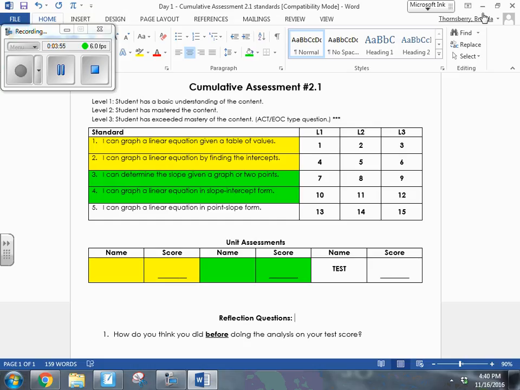So what I have them do after this is we have a Google form where they fill out what helped me do well on this test or what caused me to do poorly on this test, what can Ms.